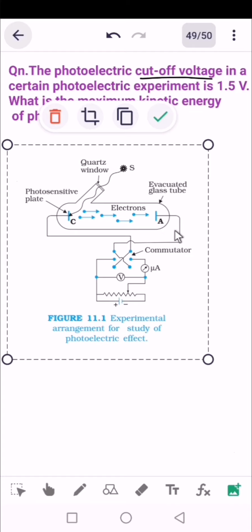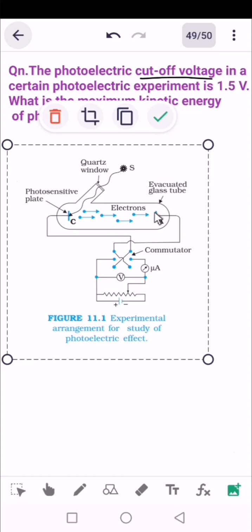Okay, so in the second part of the experiment, we are applying negative potential at A, so that the electrons coming from C will be repelled by this negative potential, and as we increase the negative potential at A, more and more electrons will be repelled. And as we know, in a beam of electrons, all the electrons will not have the same value of kinetic energy. Kinetic energy of electrons will be different.